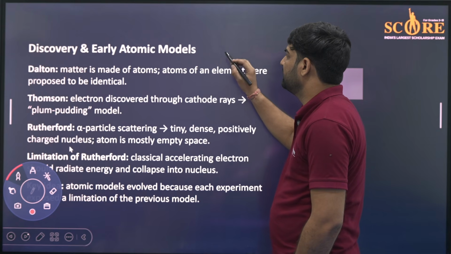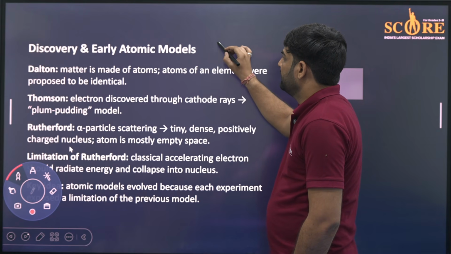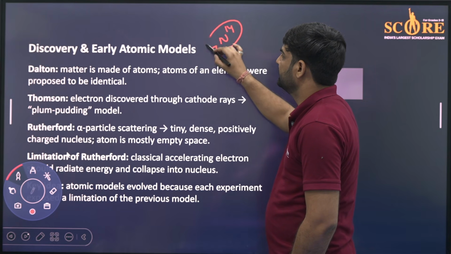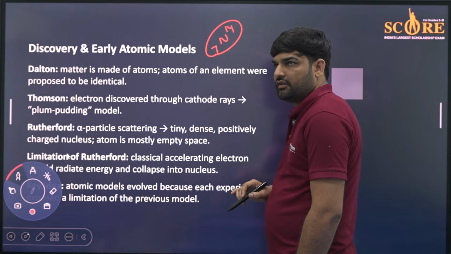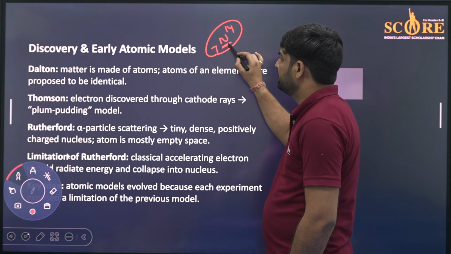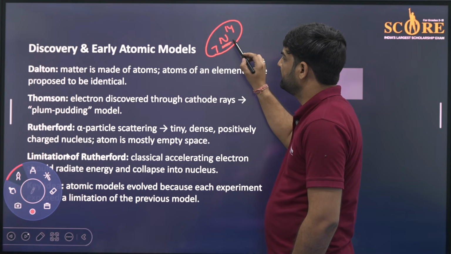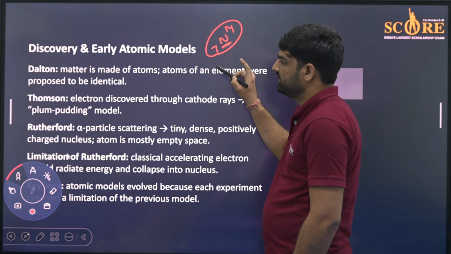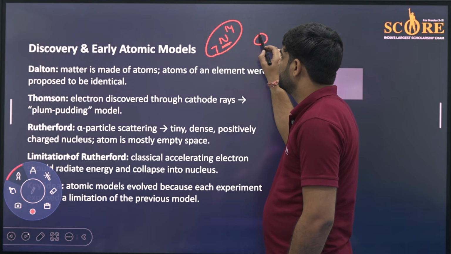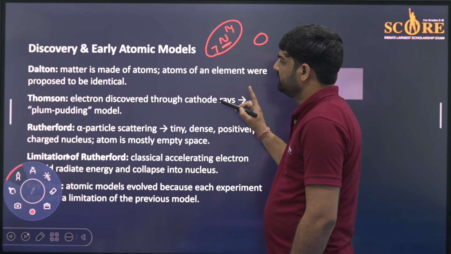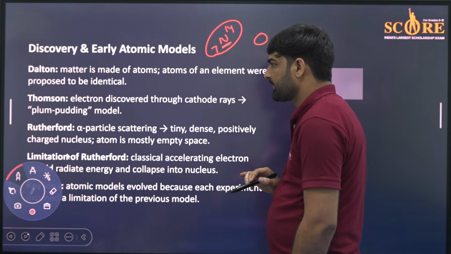He also told that atoms of same element are same, identical. It means if element is nitrogen, then this element was made of nitrogen atom only. If element is oxygen, then this element is made of oxygen atom only.